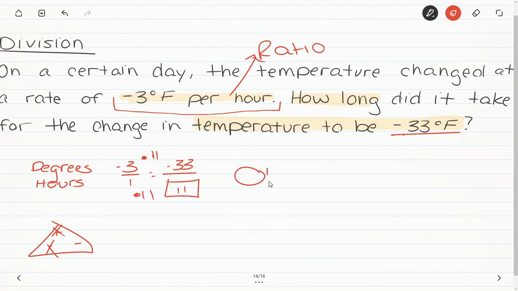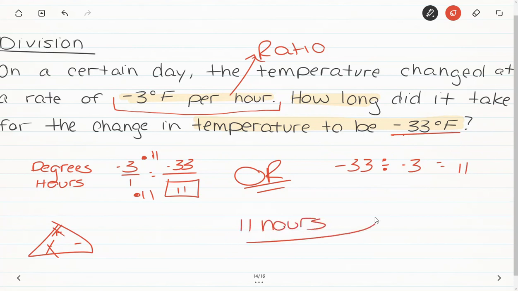And I can also have another method for this one. I know that I want to get to -33, and I have to break it into hours that are each -3. So you could just do division there also. I know that all the temperature amount needs to be -33. I know that it's -3 per hour. So how long is it going to take? It's going to take me 11 hours. So 11 hours would be your answer for that one.